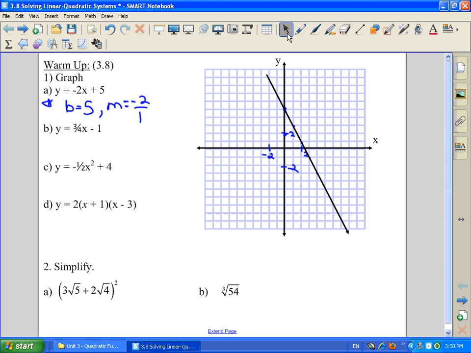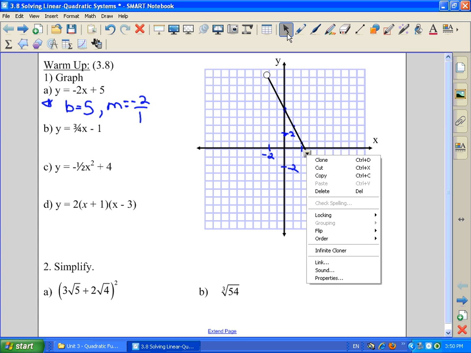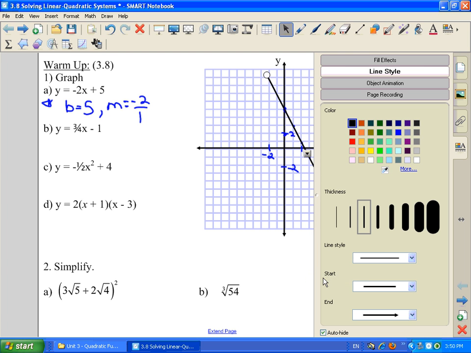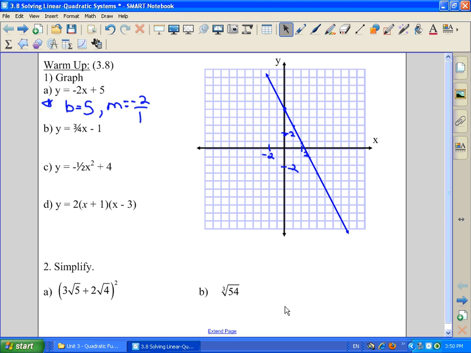I'm just going to quickly edit this line to make it a good color and to make it match, and to change my start value because you need arrows. Okay, so that's example A.